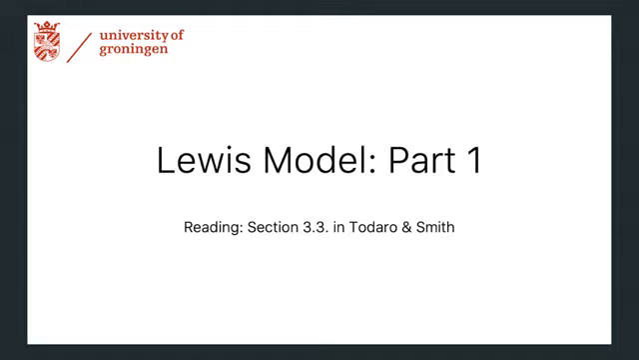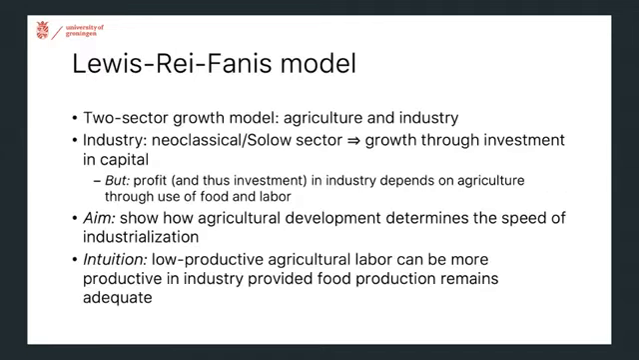In the Lewis model, or the Lewis-Ranis-Fei model more properly, we're talking about a two-sector growth model featuring an agricultural and an industry sector. The industry sector is the modern sector, and it behaves just like the Solow model economy does. There's diminishing returns to capital, there's growth through investment, and a crucial input here is that the profits and thus the investments in this modern sector depend on the agricultural sector.